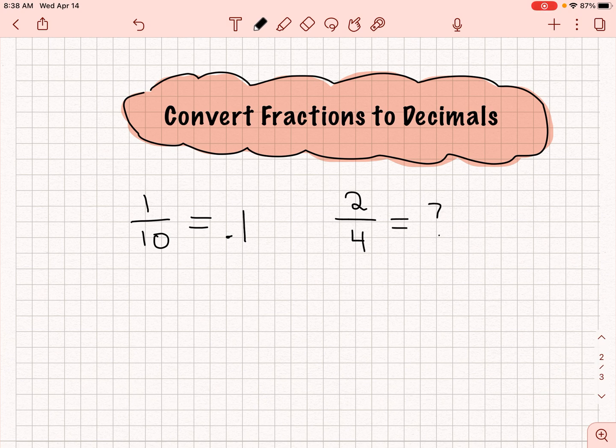So to begin with, let's start with a fraction that's real familiar, like 1/10. Now, we know that 1/10 means 1 divided by 10. And we've been learning about how to divide with a decimal quotient rather than a remainder, and that's going to come in handy for this math that we're doing here today.